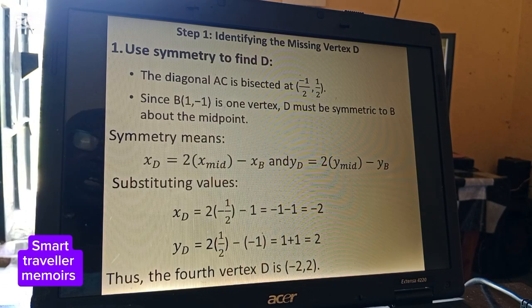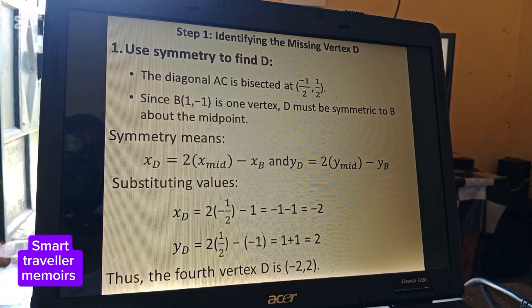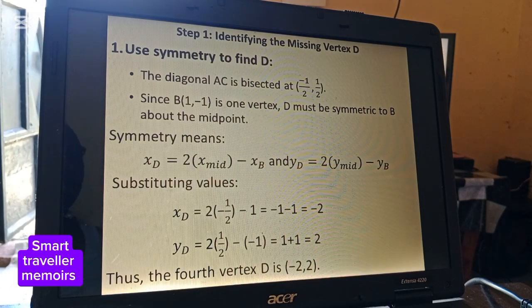Substituting values, the x coordinate of D is 2 times negative a half minus 1, which gives you negative 1 minus 1, which is negative 2. And the y coordinate of D will be 2 times a half minus negative 1, which is equal to 1 plus 1, which is equal to 2. And therefore, the fourth vertex D is (-2, 2).